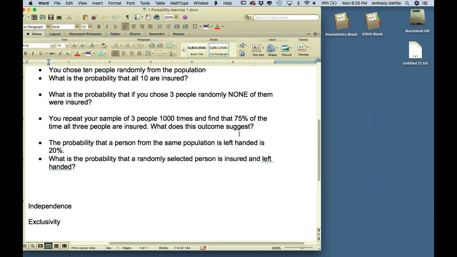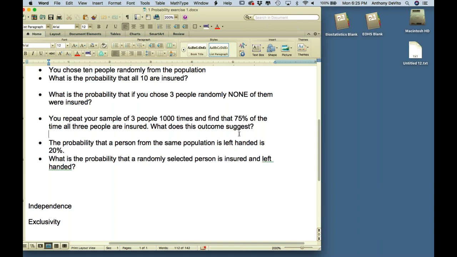80% of the population is insured. I randomly select three people and ask them if they're insured. I do this once, right? So I may find that it's 0.8 times 0.8 times 0.8, which is 51%. 51% of the time, all three of them will be insured. But a lot of times, I won't have all three people insured, right?